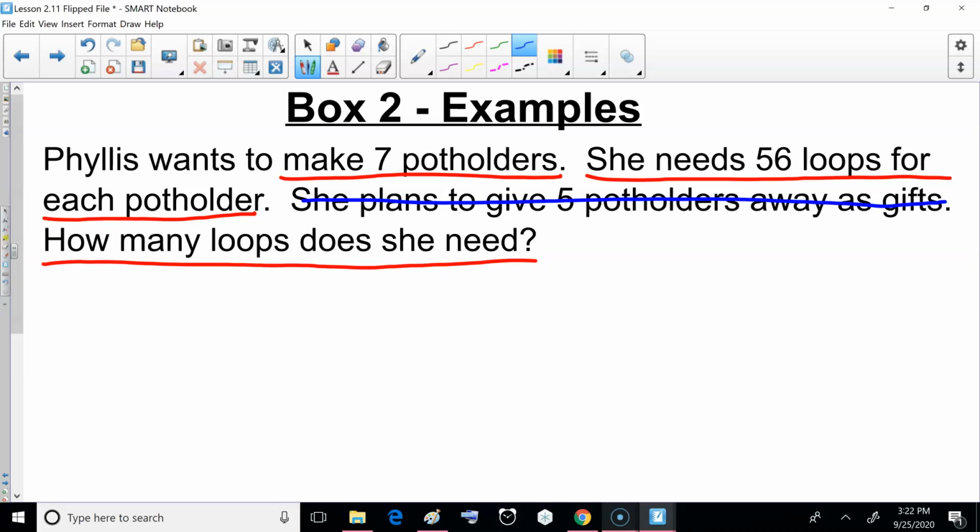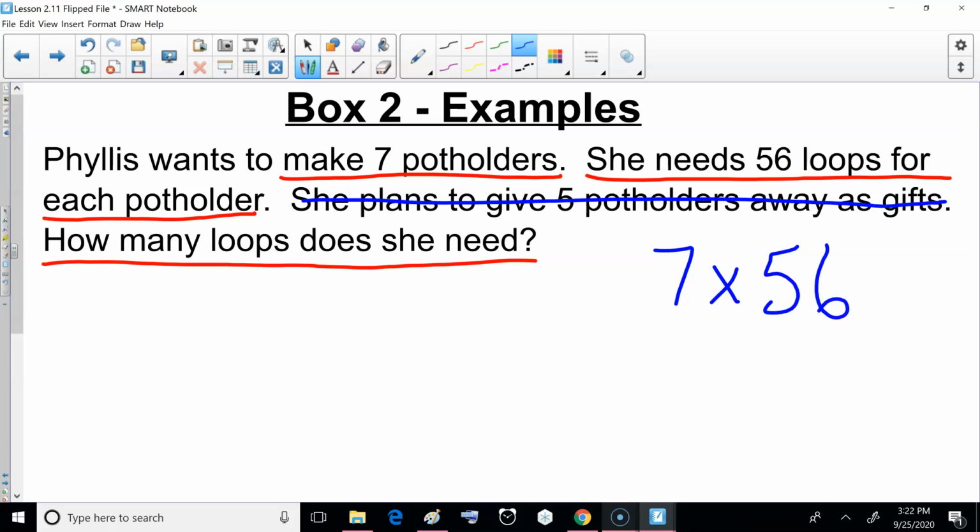So let's go back to our numbers right now. Phyllis wants to make 7 pot holders, all right? So there's 7 pot holders. Said she needs 56 loops for each pot holder. So that means if she makes 7 pot holders and each of them has 56 loops, this looks like to me this is going to be a multiplication problem.